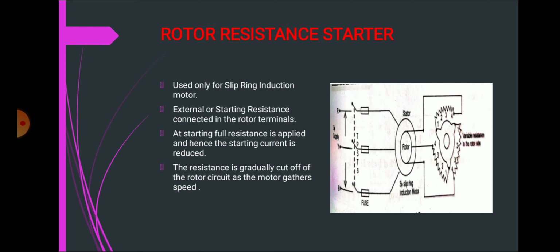The last one is the rotor resistance starter. This starter can be used for slip ring induction motors. External or starting resistance is connected in the rotor terminal. In this method, the motor is always started with the full line voltage applied across the stator terminal. The value of the starting current is adjusted by introducing a variable resistance in the rotor circuit. At starting, full resistance is included and hence the starting current is reduced. The resistance is gradually cut off from the rotor circuit as the motor gathers speed.